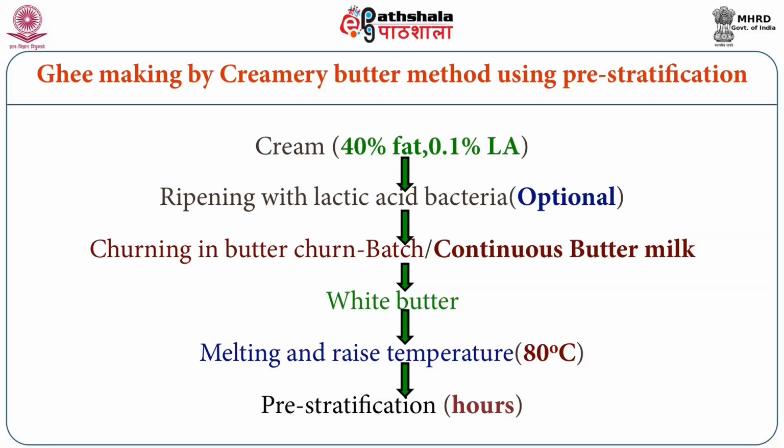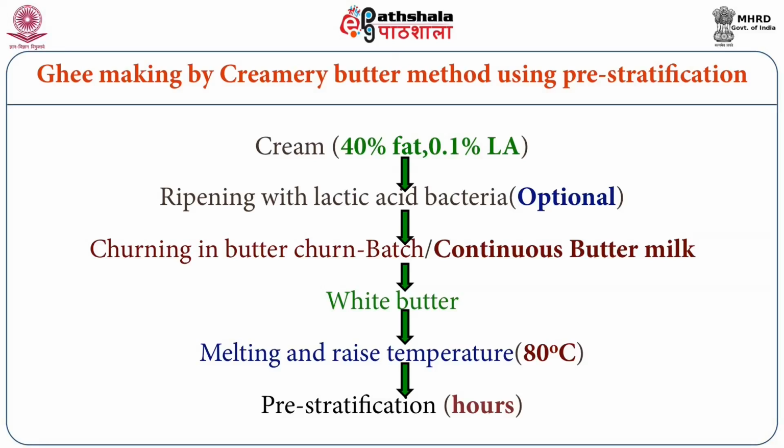Next step would be, after aging of the cream and pasteurization, churning of the cream in a butter churn, be it batch or continuous butter maker. You will be removing and collecting the buttermilk and you will be obtaining the white butter, which is the intermediate in preparation of ghee. This white butter would contain minimum 80% fat, rather it would have around 82% fat. Curd content will be less than 1%, and there is no salt at all in this, remember.